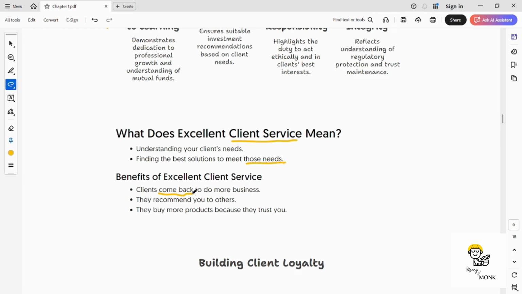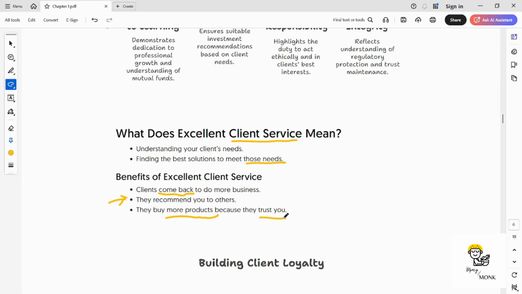What are the benefits of doing this? Now, clients will come back to do more business. They are more comfortable. They know that you understand their unique needs and you find the best solution. They would recommend you to others, either through word of mouth, to their families or friends. They buy more products because they trust you. Okay, so these are the benefits of excellent client service.